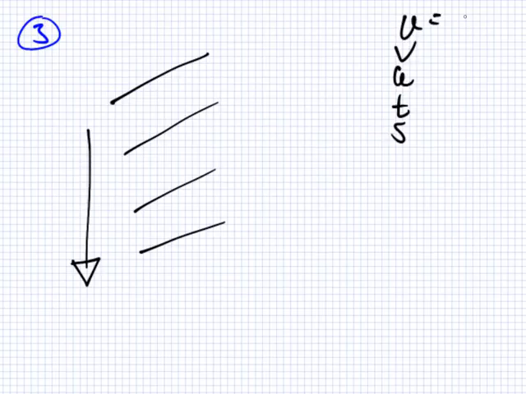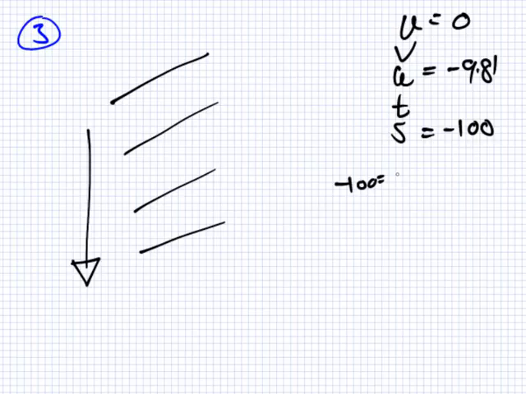UVATS. It starts at rest, a is minus 9.81. The S is minus 100. Let's get the T. S equals U, which is 0, T, and then a half A T squared. So it'll take 4.5 seconds to hit the ground.